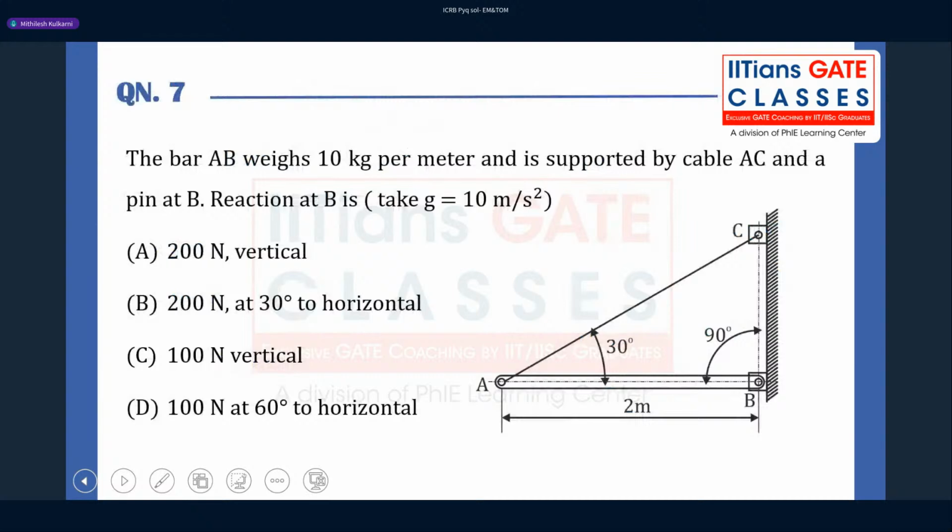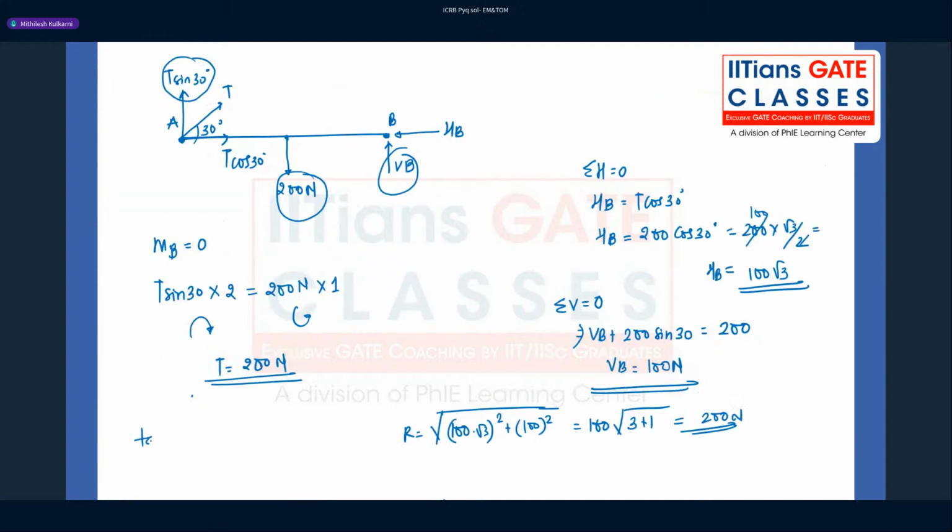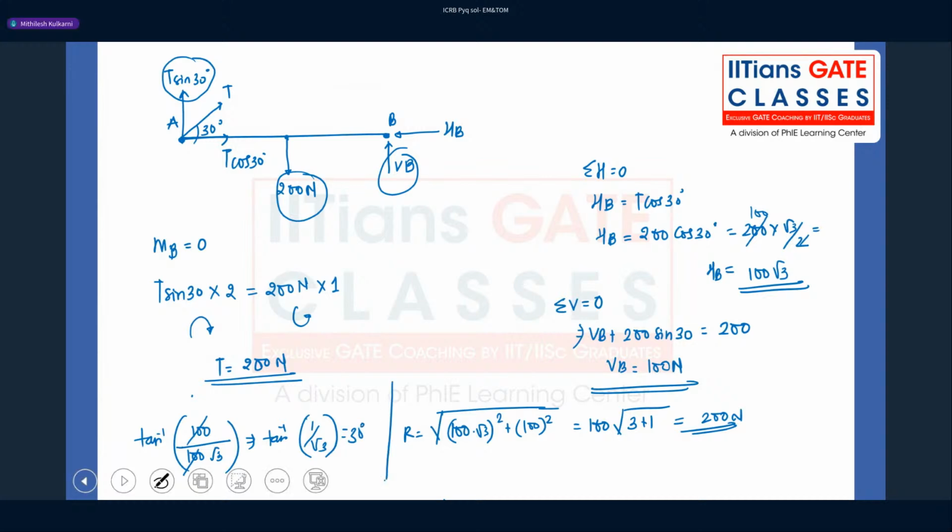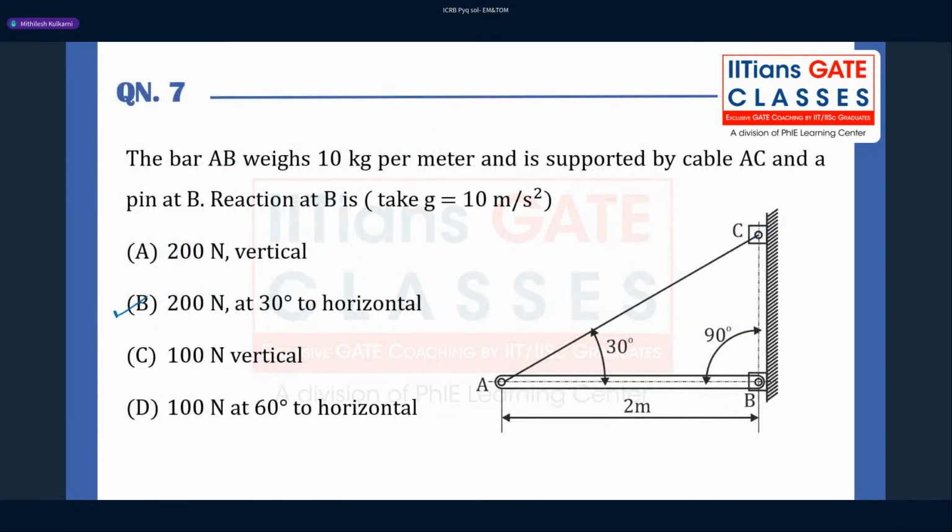Let's see. We have two options with the 200 Newton, and let's calculate the angle. The angle of the resultant will be tan inverse of y by x. Y is 100, the vertical reaction VB, and x is 100 root 3. So tan inverse of 1 by root 3 is 30 degree. Hence, option B is correct in this case.